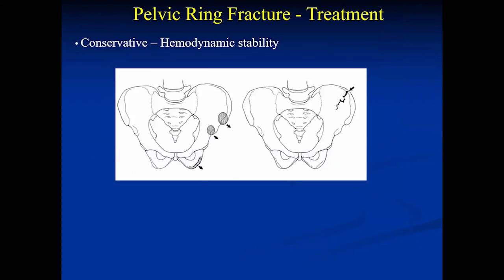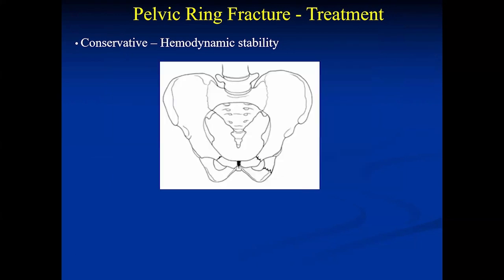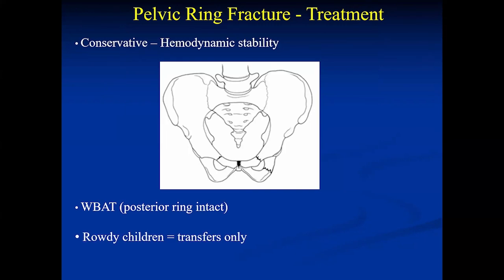In terms of treatment of these injuries, typically you can treat them conservatively if there's hemodynamic stability. Your type 1 and type 2 injuries are generally weight-bearing tolerant injuries. If you're hemodynamically stable with type 3 injuries, that's typically when the posterior ring is intact, and they can be weight bearing as tolerated. It's really only rowdy children where you need to limit their transfers so you don't have delayed healing or increased pain.